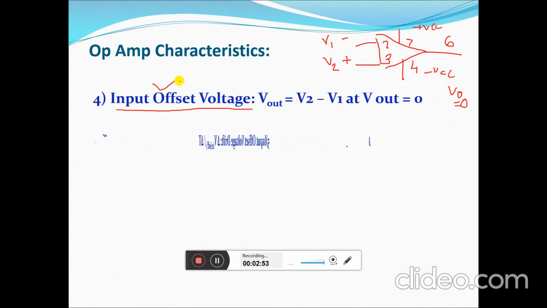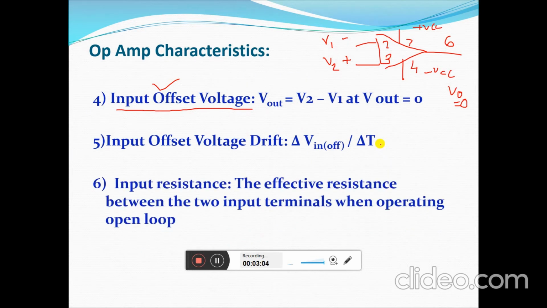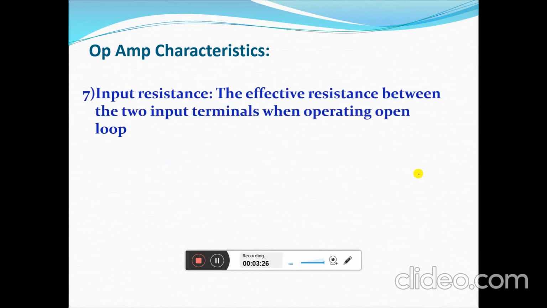Now the next one, the input offset voltage drift. The change in input offset voltage with respect to the temperature is known as the input offset voltage drift. Next property, the input resistance. The effective resistance between the two input terminals when operating in open loop mode, that means without any kind of feedback, is known as the input resistance. The input resistance is ideally infinite. This we have already seen.